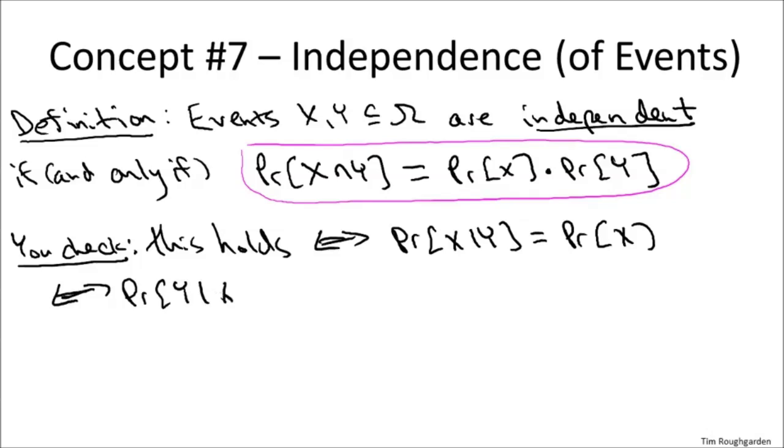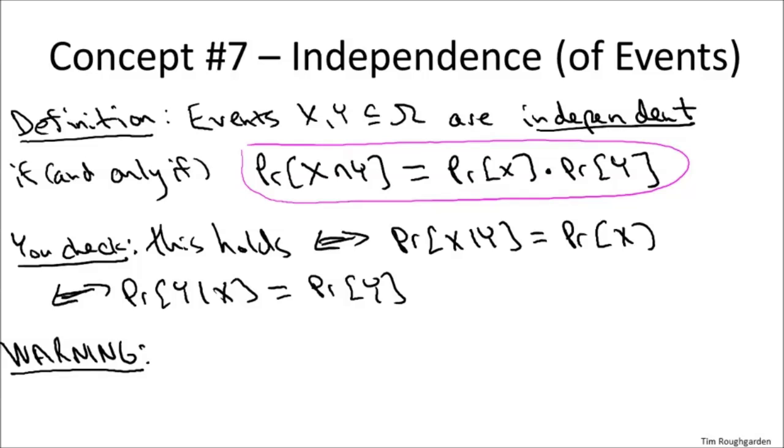And you should also check that this holds if and only if the probability of Y given X equals the probability of Y. So symmetrically, knowing that X has occurred gives you no new information about whether or not Y has occurred. The probability of Y is unaffected by conditioning on X.